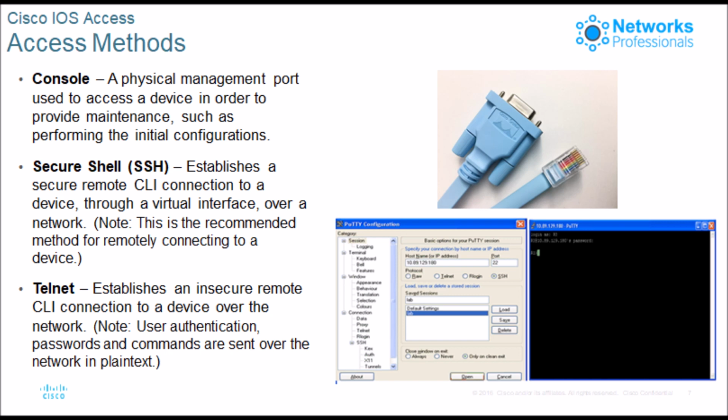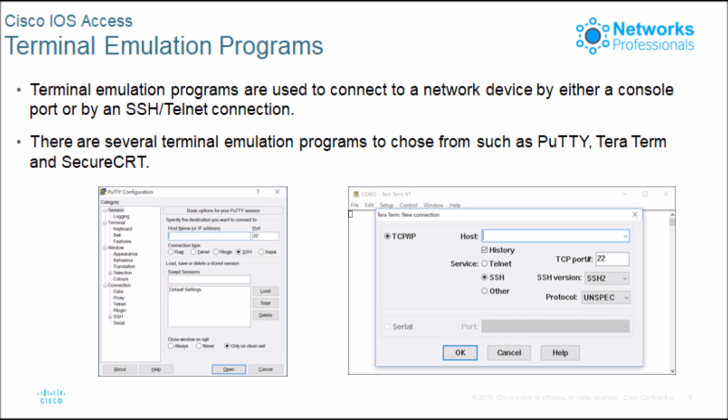Note, some devices, such as routers, may also support a legacy auxiliary port that was used to establish a CLI session remotely over a telephone connection using a modem. Similar to a console connection, the AUX port is out of band and does not require networking services to be configured or available.